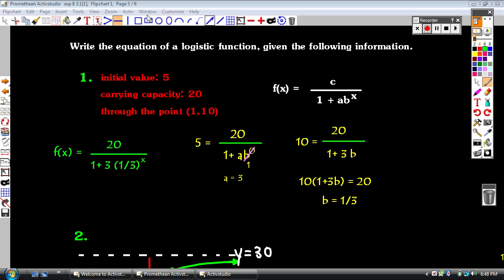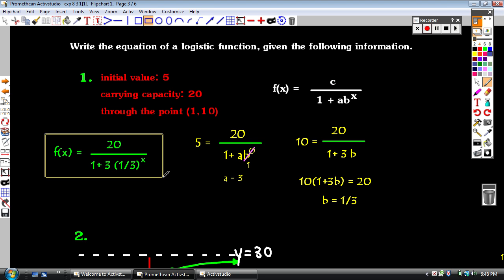So here's our final answer. I plugged in 3 for a, and I plugged in 1/3 for my b. I plugged in 20 for my carrying capacity, and here's my final answer. This is the equation of the logistic function given these 3 pieces of information.